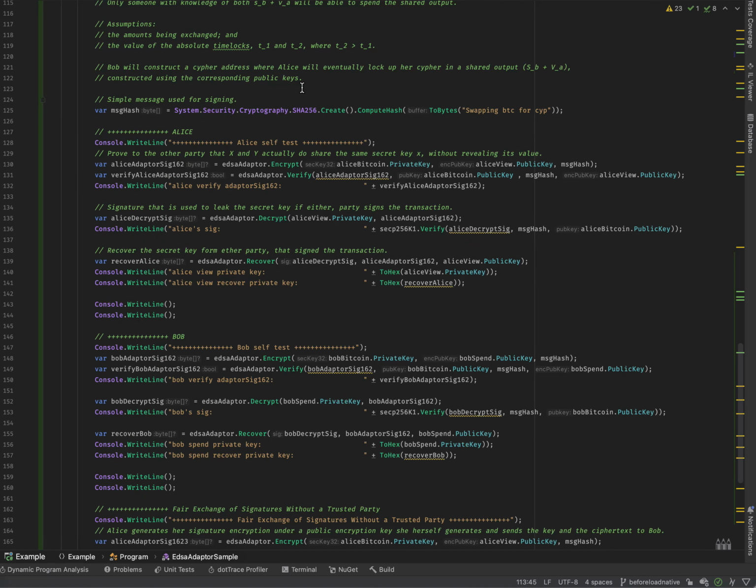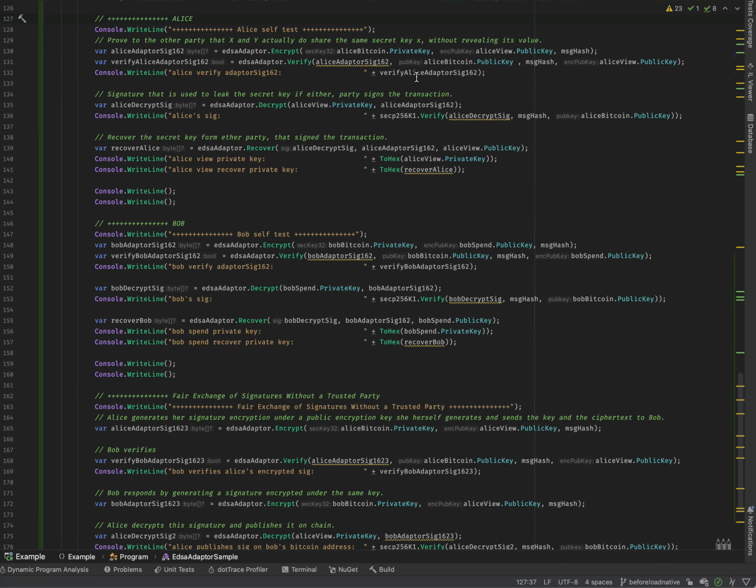So what Bob will do is he will construct a Cypher address where Alice will eventually lock up her Cypher and share the outputs SB, which are the public key for spend and public key for view. So what she does is she encrypts using a secret key. In this case, it would be Alice's Bitcoin private key, and she then takes the encrypted public key, which is a public key from the Cypher address, and she will then encrypt it, producing an adapter signature.